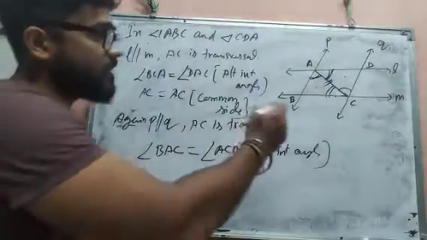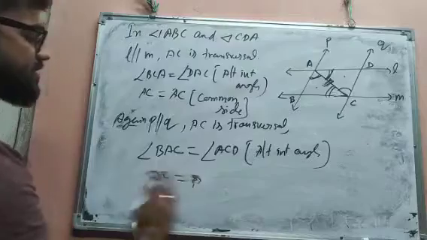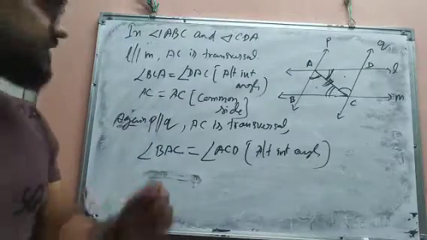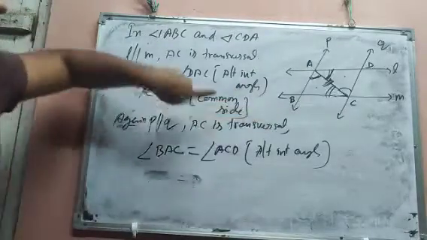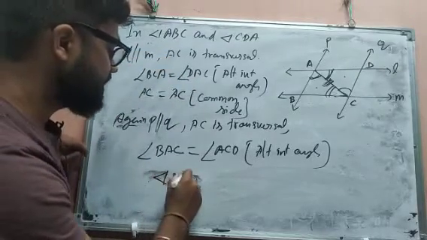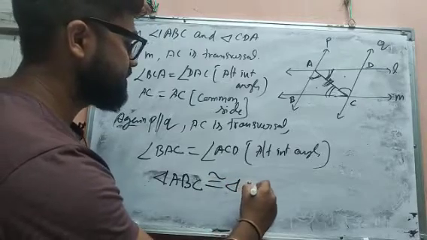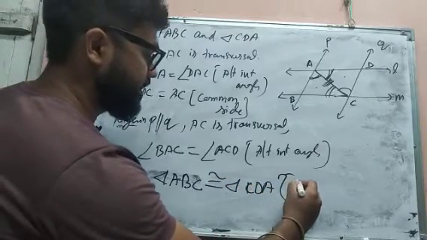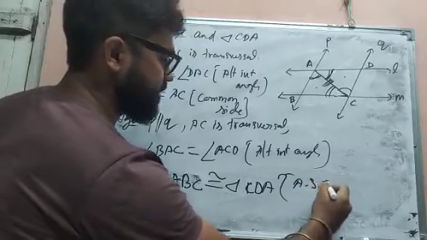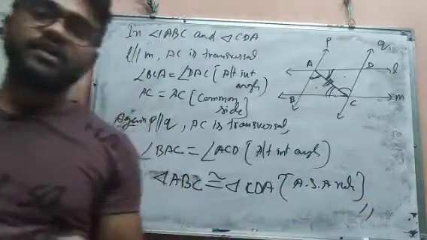So lastly, we can say AC equals AC. It is already written. So we can see that these two triangles are congruent by the property of angle side angle. So therefore, triangle ABC is congruent to triangle CDA by the angle side angle rule. Okay, so this is our solution.